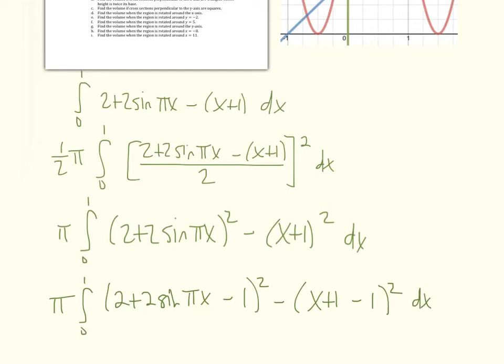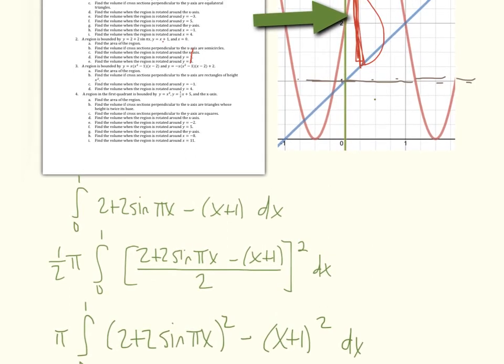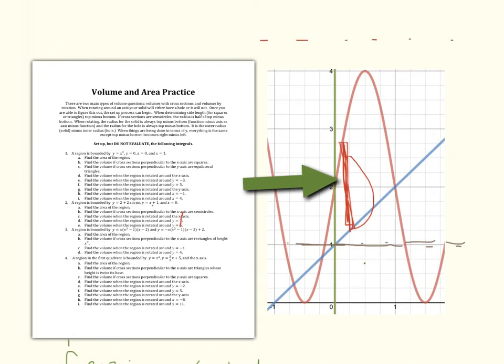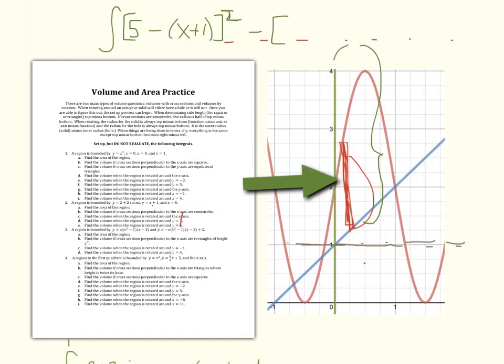And then the last one, we're rotating around y equals 5. So that's above this curve. And if you're above it, the big distance is actually 5 minus x plus 1 squared, minus the hole, 5 minus 2 plus 2 sine pi x, squared. We're going from 0 to 1. And don't forget your pi.